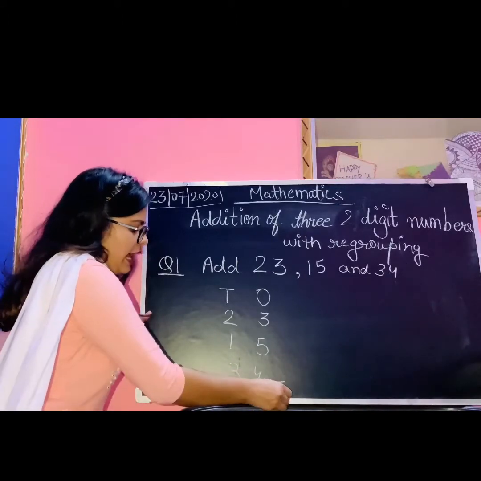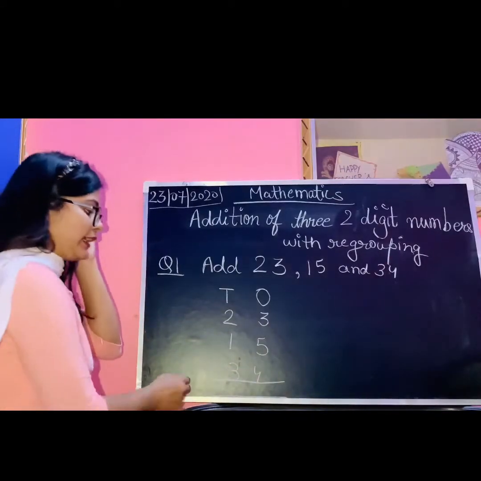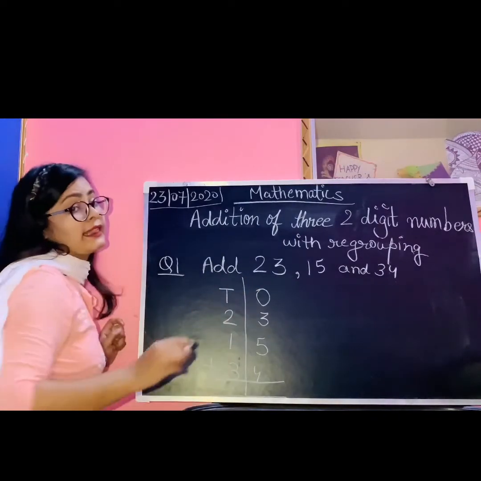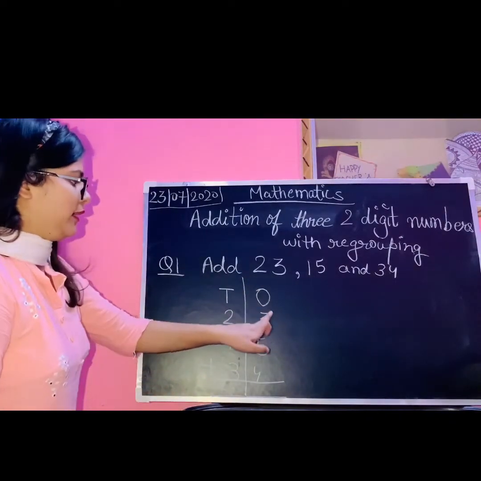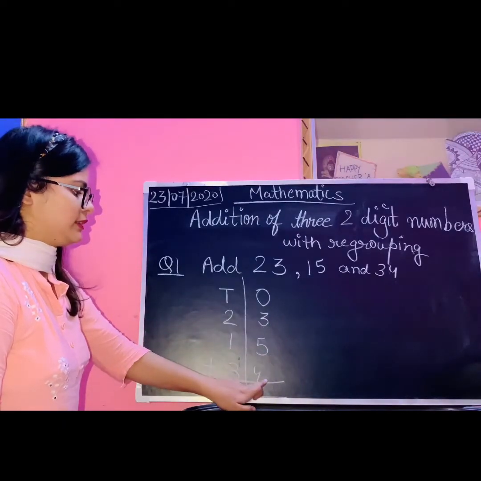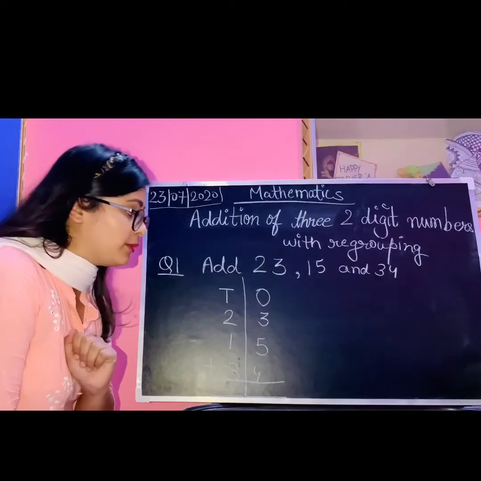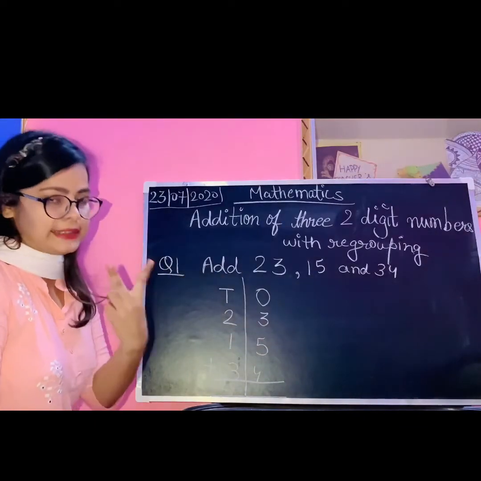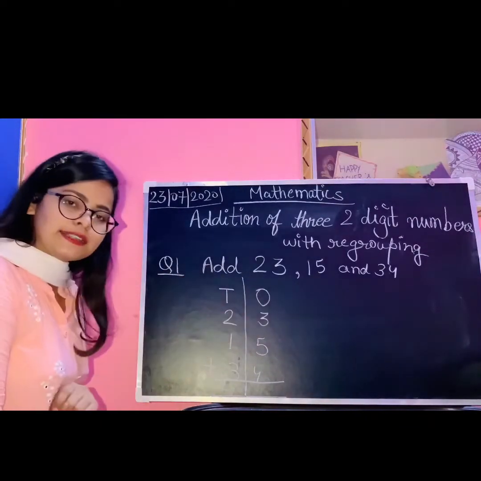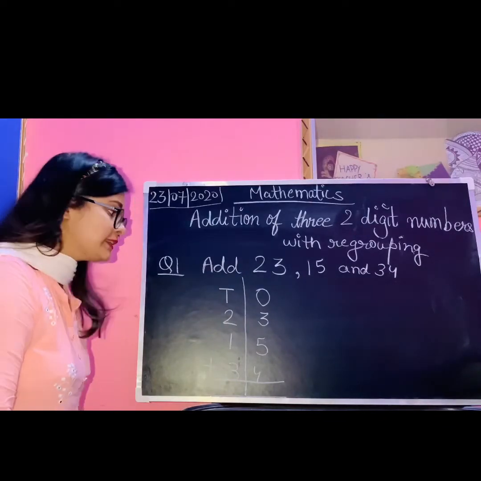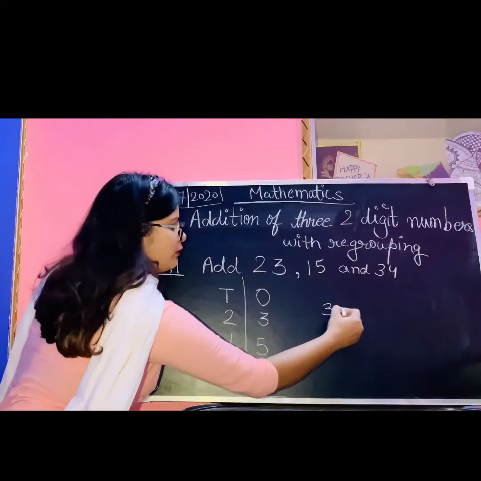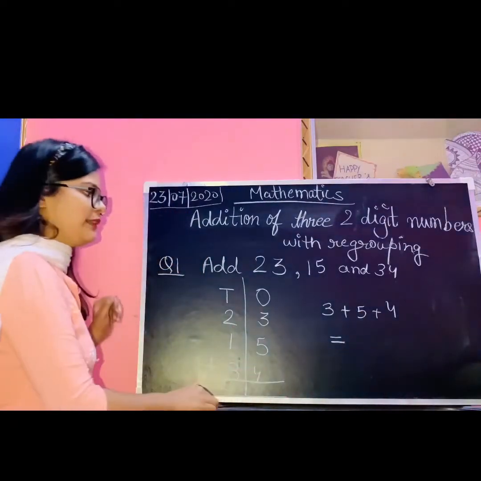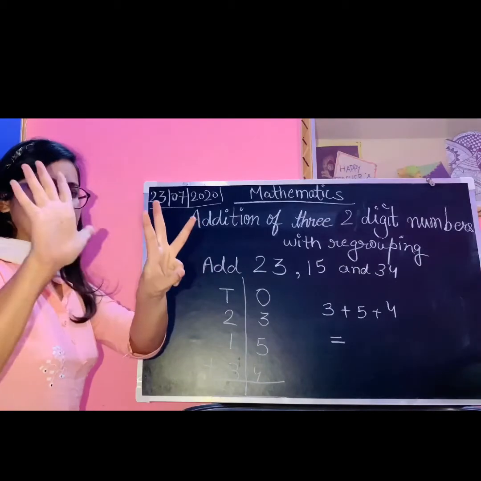Now we have to add these numbers. Again, we will separate them like this. Okay. Here 3 ones, 5 ones, 4 ones. Now our second step will be, first was to write these numbers under these columns, and second step is to add ones place. How will we add this ones place? 3 plus 5 plus 4. Now add these numbers. 3 plus 5.